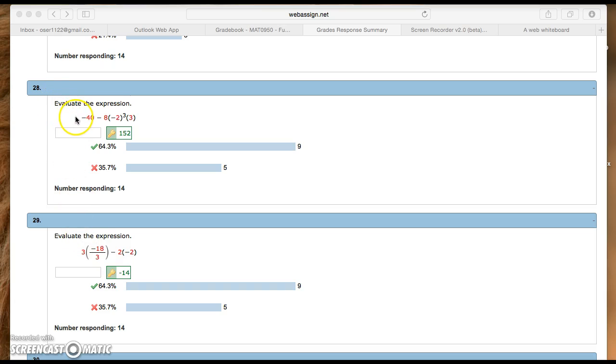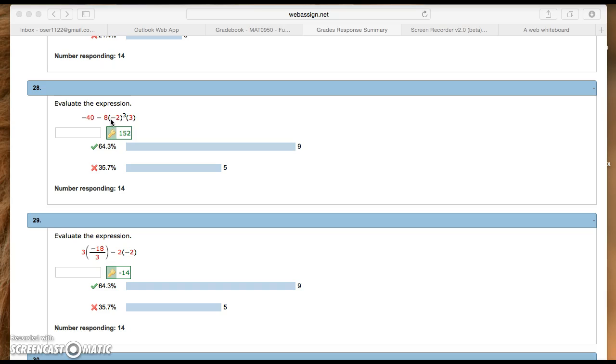Now remember that evaluating an expression just means that we need to take this mathematical expression, made up of numbers and other mathematical symbols, and we basically want to represent this as a single number value. We see here the answer that we should get is 152. So hopefully that's what happens when we take negative 40 minus 8 times a negative 2 to the third power, or cubed, times 3. Alright, so a couple quick reminders, guys.